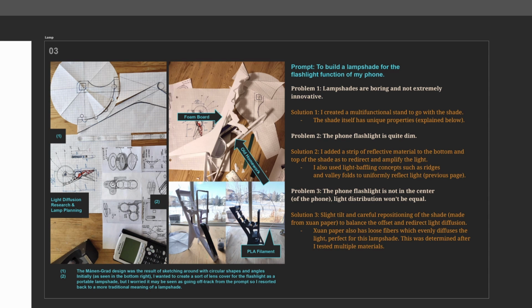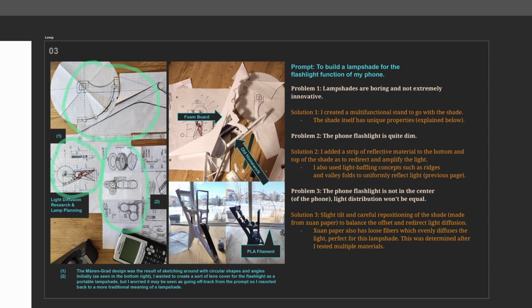Now here on the left side, we have different images, and I labeled them, each with a description, to make everything nice and clear. This lamp was the result of sketching around with circular shapes and angles. As you can see here, this was my whole research with light, different camera angles and camera lenses, and how the flashlight works. And then here was the final cleaned up plan for this final draft. Then I took this template and created the model with it.